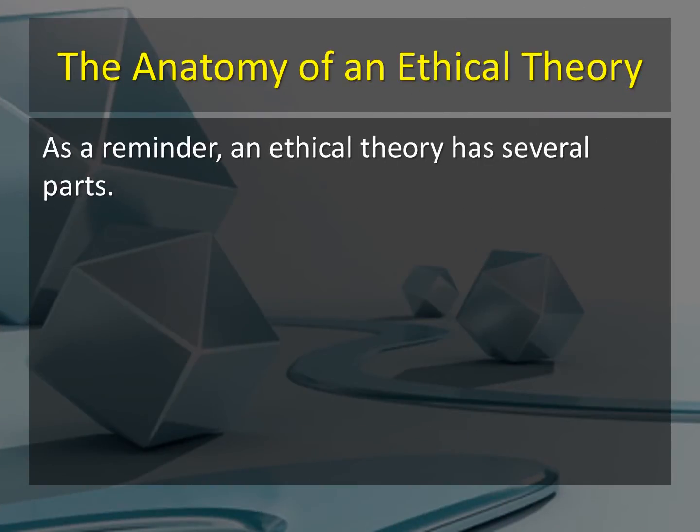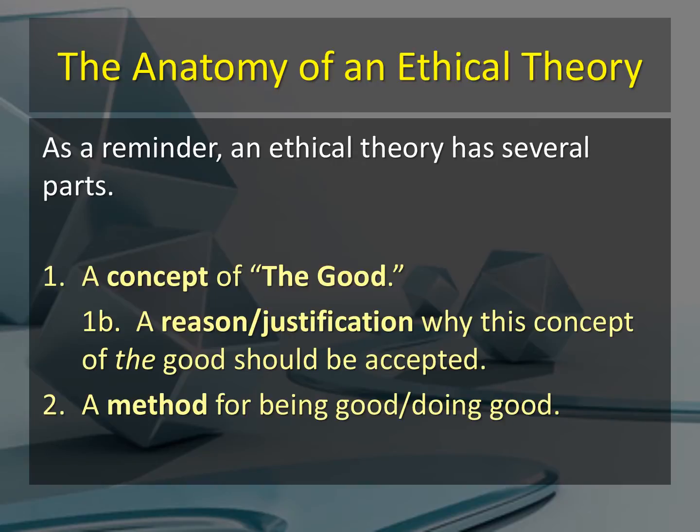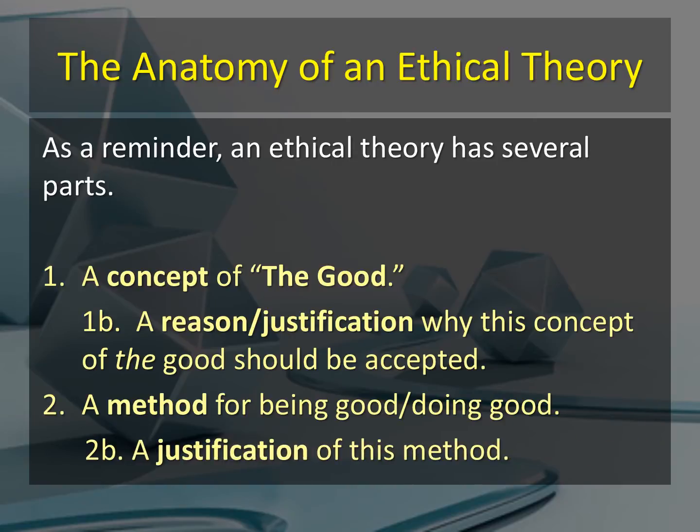Once again, we will be using the anatomy of an ethical theory to break down this ethical theory into its component parts. If you recall, nearly every ethical theory has, first, a concept of the good. Then, to be philosophical, it needs a reason or justification for this conception. The second part of the theory is a method for achieving or doing or being good. And again, this method requires a justification. Sometimes this is very straightforward, and sometimes not.